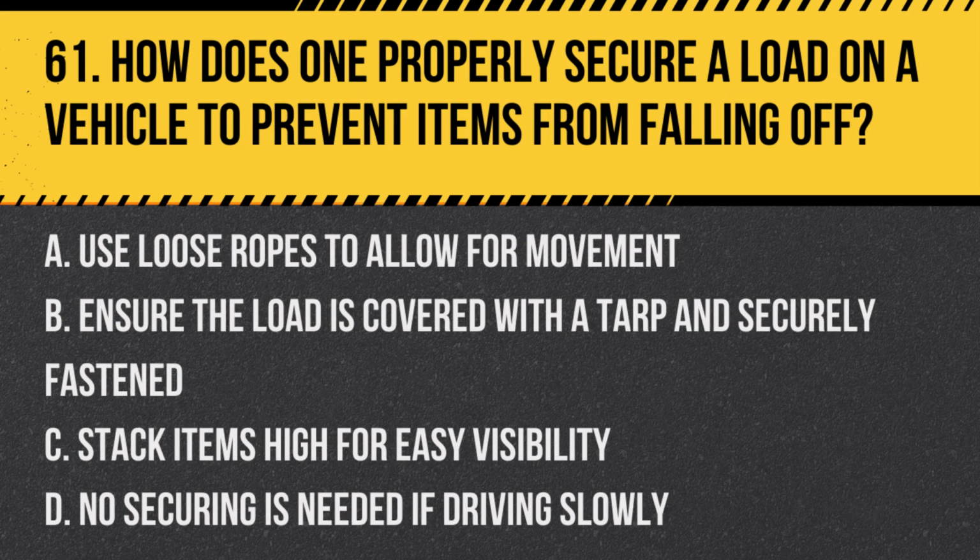Question 61. How does one properly secure a load on a vehicle to prevent items from falling off? A. Use loose ropes to allow for movement. B. Ensure the load is covered with a tarp and securely fastened. C. Stack items high for easy visibility. D. No securing is needed if driving slowly.